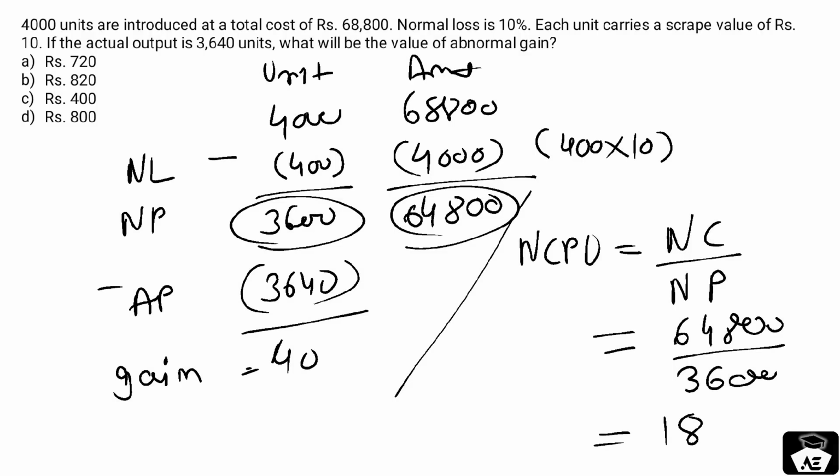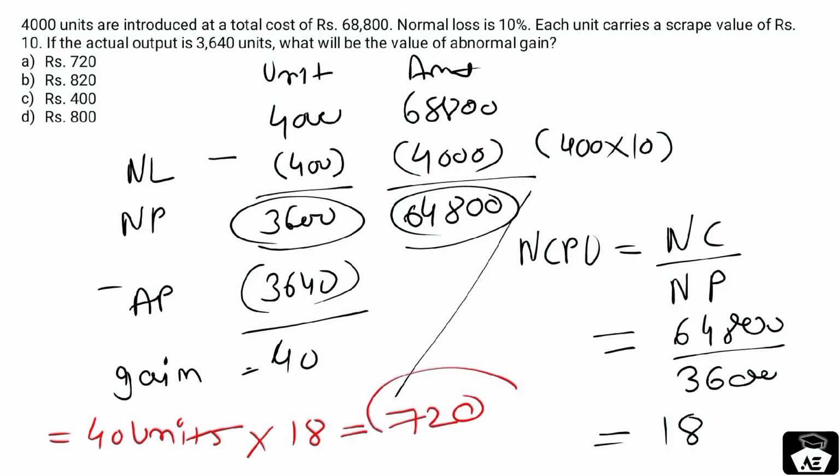So now you will get your value of abnormal gain is equal to total units, that is 40 units, and multiply with cost, that is 18 rupees per unit. So it will be total 720. So here is the answer, that is 720.